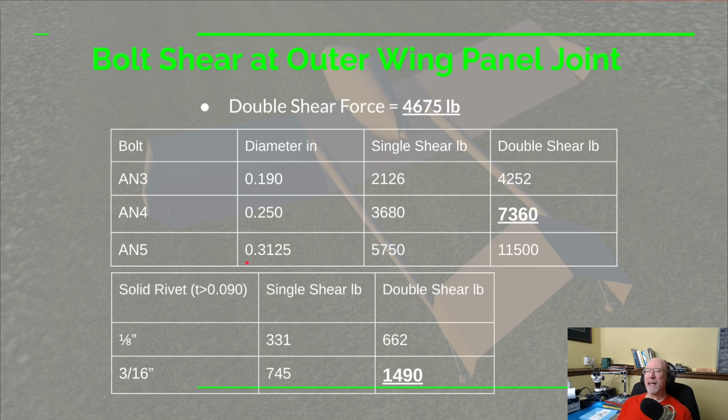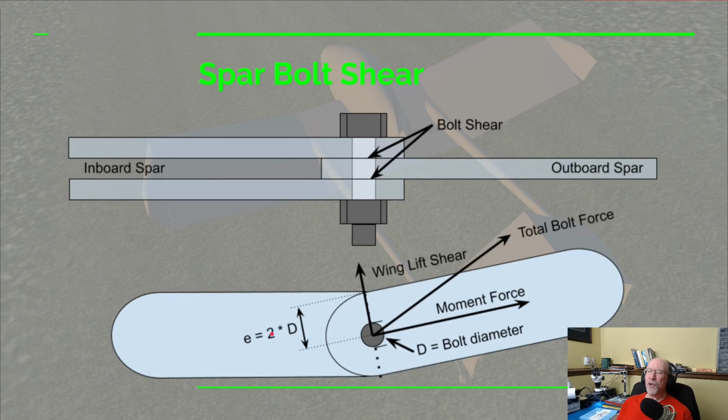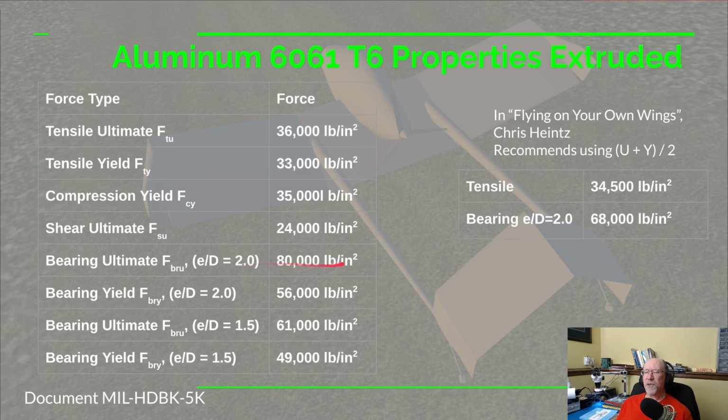Let's go back up and look at that. We have this 2 times the diameter ratio to the edge. That means from the center of the bolt out here to the edge of our aluminum, or this edge, it's going to be twice the diameter of the bolt. That's what this E equals 2 times D. So given that we have that dimension, how much force can this aluminum handle? So that's this value here. We also have when that E over D distance is 1.5. Now as you can see, it's easier to tear out at 1.5 than it is at 2.